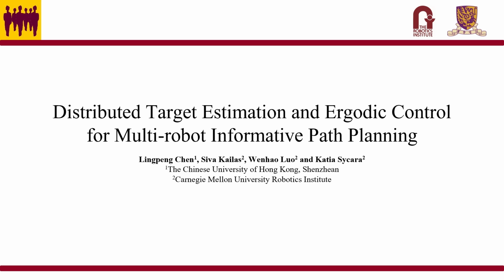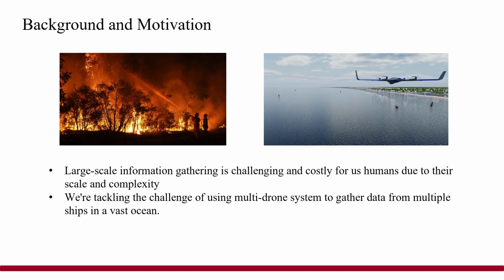In this video, I'm going to share with you my research topic, Distributed Target Estimation and Ergodic Control for Multi-Robot Informative Path Planning. To start with, let's consider tasks like monitoring wildfires or tracking animal herds. These tasks involve gathering vast amounts of dynamic information and are essential in the real world. They are challenging and costly for us humans due to the scale and complexity.